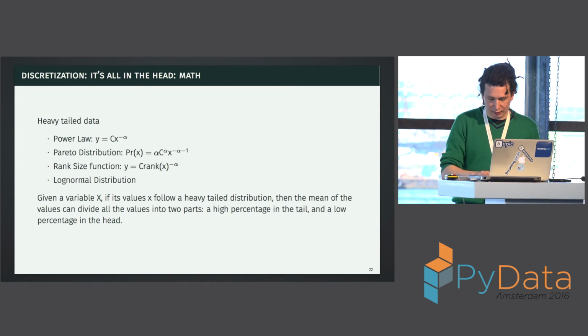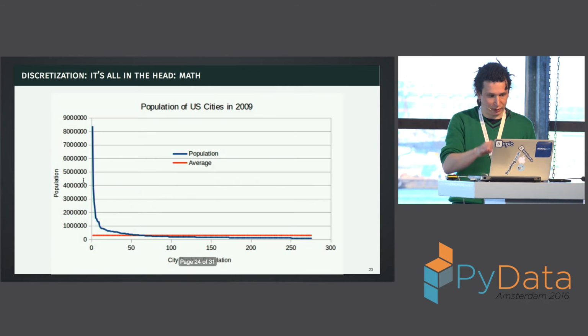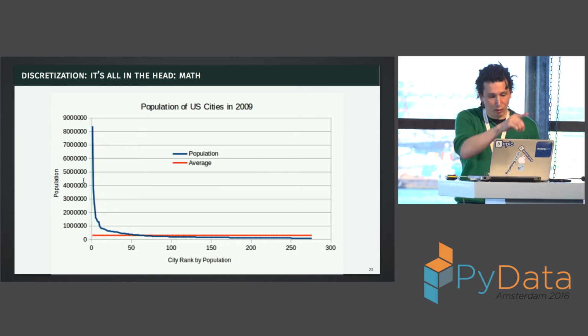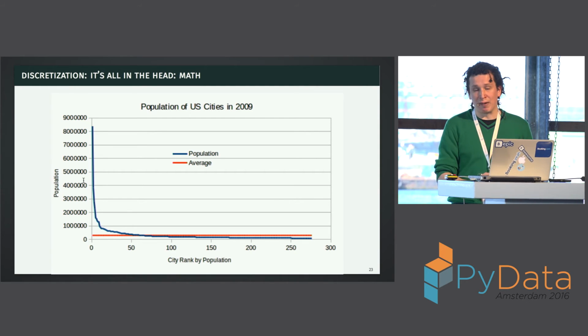And the best way I managed to explain this is with an example of heavy tail data, which you have probably already seen. This is the population of US cities in 2009. The x-axis is the population rank of every particular city, and the y-axis is the population, how many people live there. The blue line is exactly this, and the red line is the average.